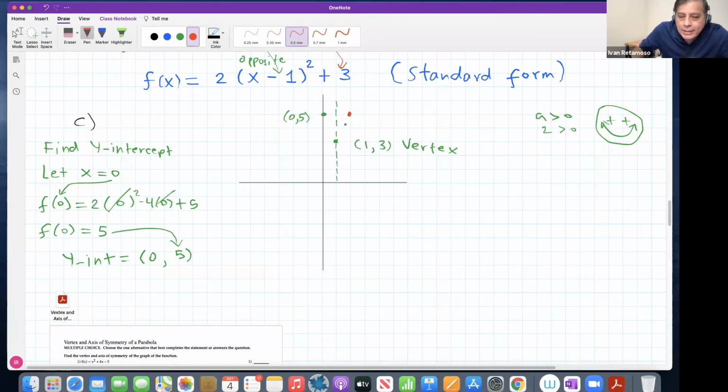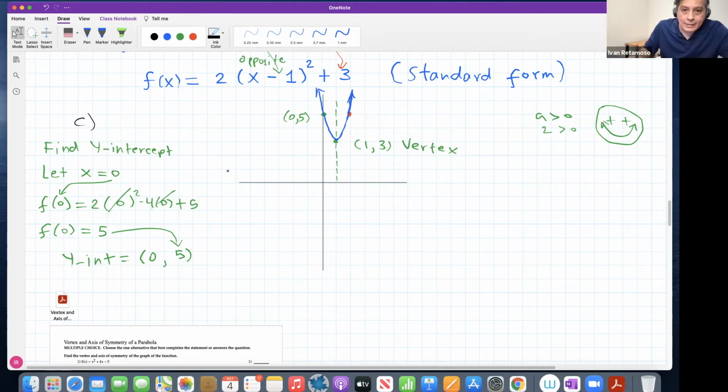Now I have 3 points. Connect these 3 points. That should be enough to sketch your parabola, right? Yeah, very good. Connect these 3 with a curve nicely, and that's it. This is your parabola. Okay, very good. So when you don't have an idea of how wide or how narrow your parabola should be, use the y-intercept. It should help.